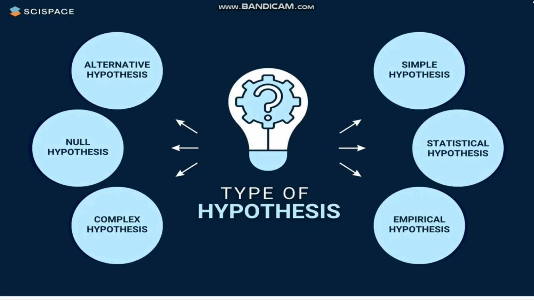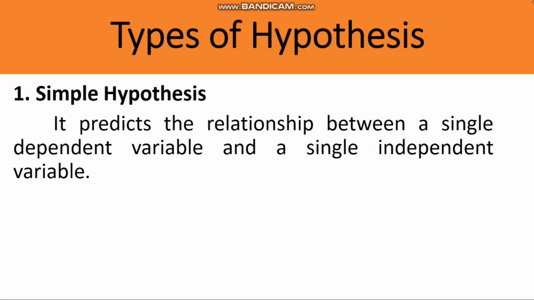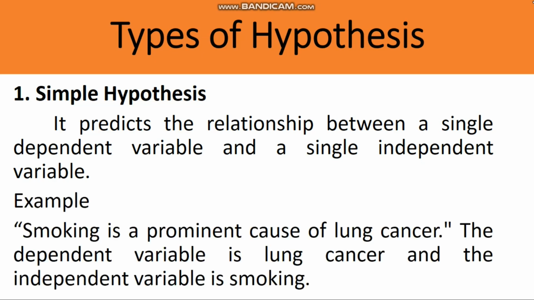There are many hypotheses. Here I am only going to discuss these 6 hypotheses. First one is simple hypothesis. It predicts the relationship between two variables. One is a dependent variable, another one is an independent variable. What is a dependent and independent variable?